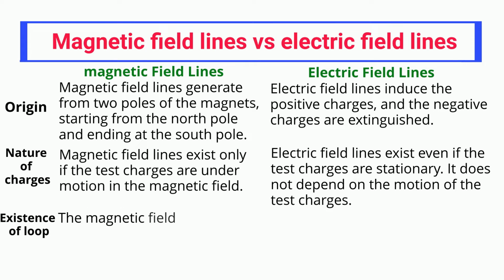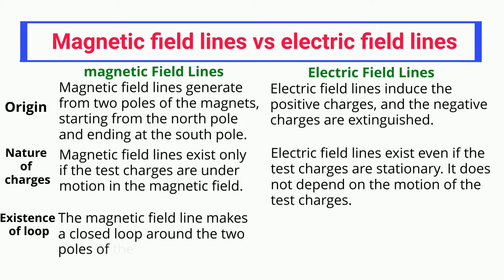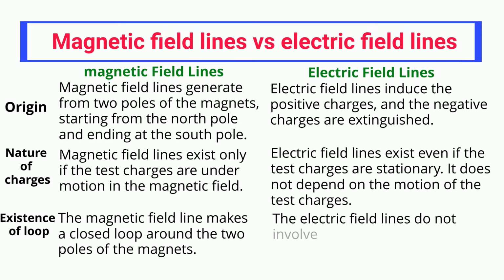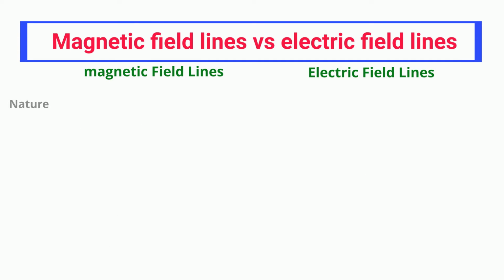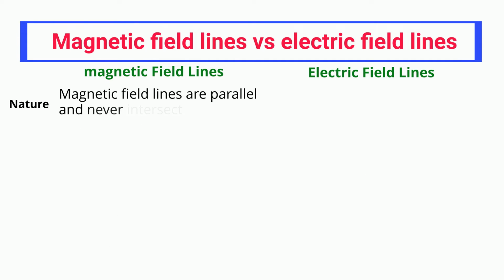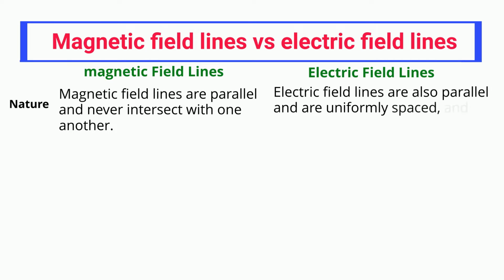Existence of loop. The magnetic field line makes a closed loop around the two poles of the magnet. The electric field lines do not form a closed loop, as the test charges follow only a straight path. Nature. Magnetic field lines are parallel and never intersect one another. Electric field lines are also parallel and uniformly spaced, and they also do not intersect.